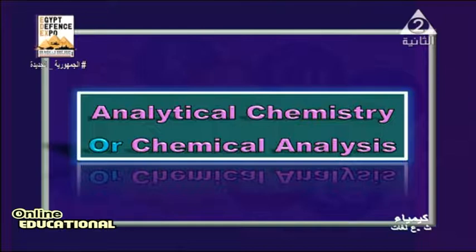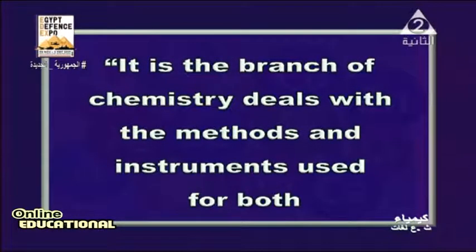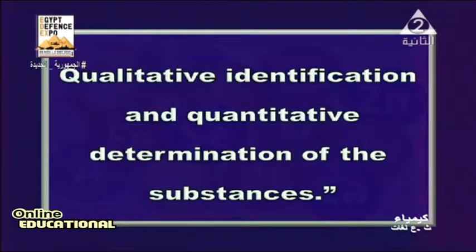What do you mean by analytical chemistry or chemical analysis? This concept means that it is the branch of chemistry that deals with the methods and instruments used for both qualitative identification and quantitative determination of the substance. Now we are going to discuss these concepts, qualitative and quantitative determination.